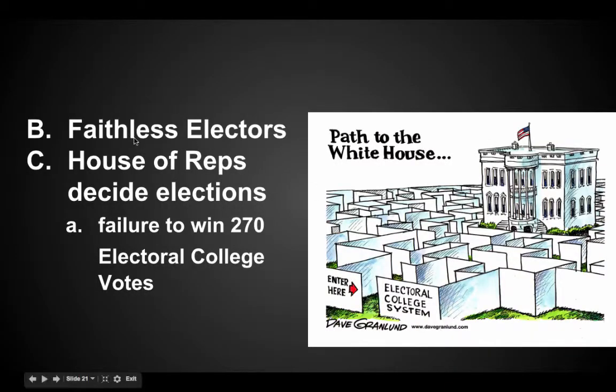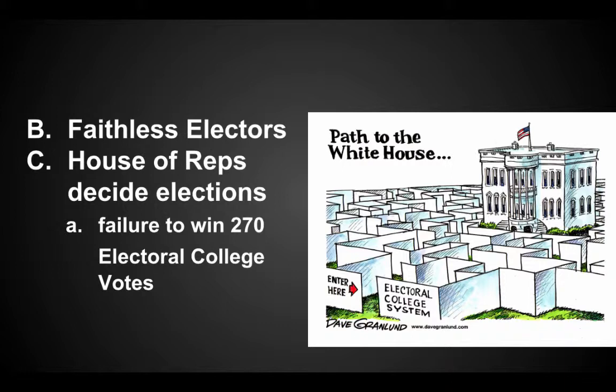Second, you could have an instance of a faithless elector, where a member of the Electoral College may not follow the popular vote, because there's nothing in the Constitution, there's no enforceable state law that stipulates that the presidential electors have to follow the popular vote. Instead, it's just a tradition.